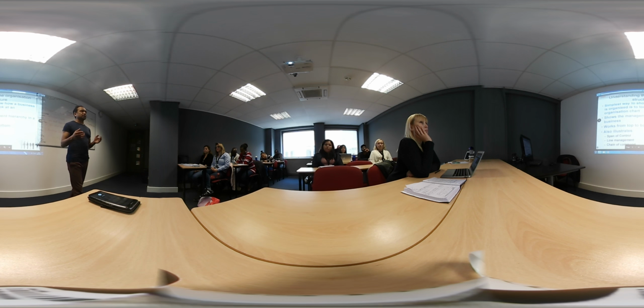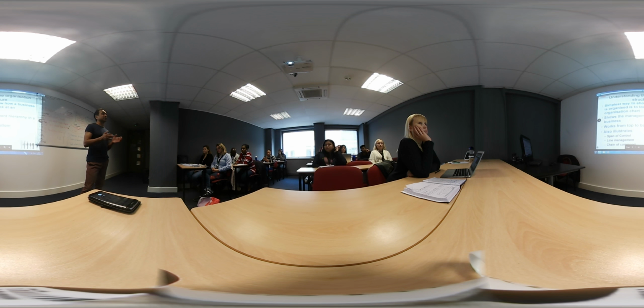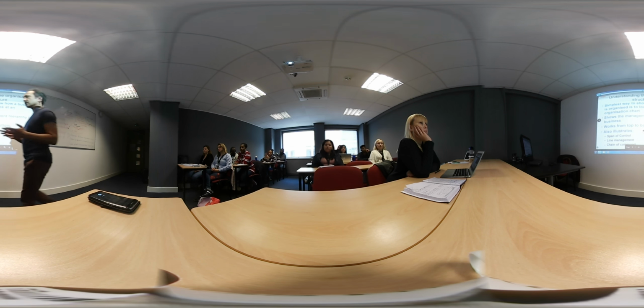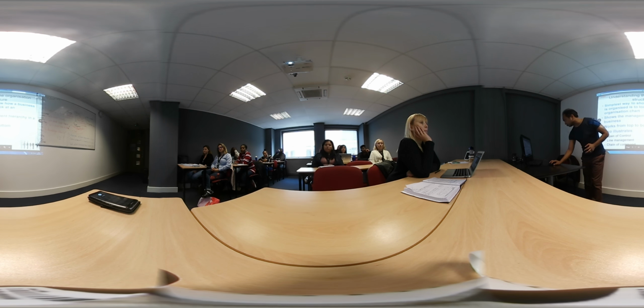When we're looking at the organisational structure, it's the simplest way to show how a business is organised. How the business is organised, who reports to who, shows the management hierarchy in a business, works from top to bottom. It shows the span of control, line management, and a chain of command. And it will show you how tall the structure is or how short the structure is.